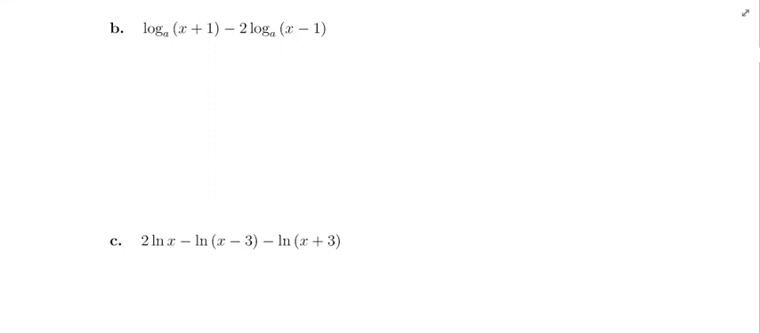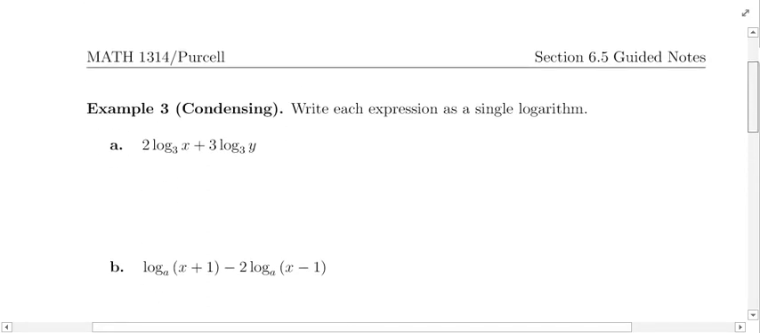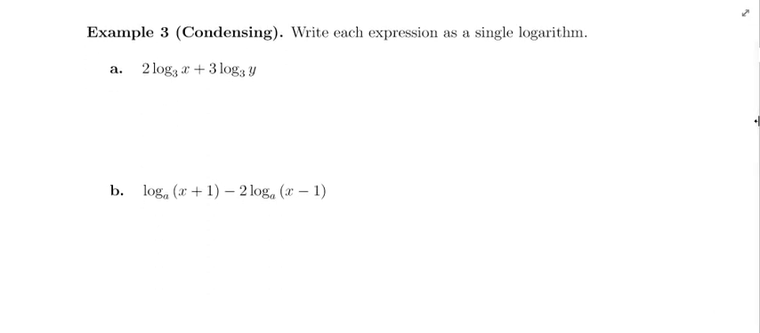In example 3b, we have the logarithmic expression, the log base a of x plus 1 minus 2 times the log base a of x minus 1. This is not an equation. It does not have an equal sign. Okay, so you're not solving for x. If we scroll back up and read the directions, remember this is going to be a condensing problem.